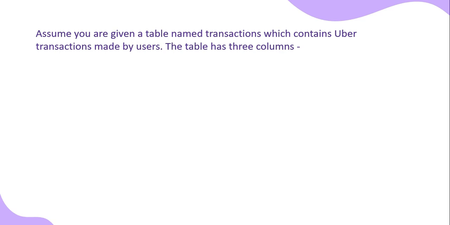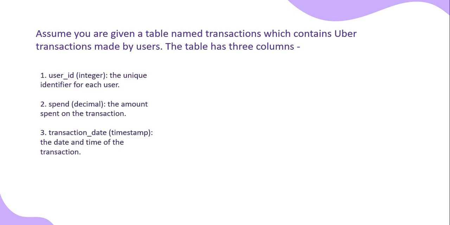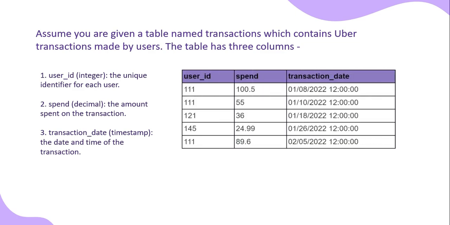Just assume that you are given a table named transactions which contains Uber transactions made by the users, and the table has three columns. The first one is the user ID, which is nothing but the unique identifier for each user. The second one is the spend, which denotes the amount spent on the transaction, and the third one is the transaction date, which is nothing but the date and time of the transaction made by the user. So this is how your table looks like. It contains three columns: user ID, spend, and the transaction date.